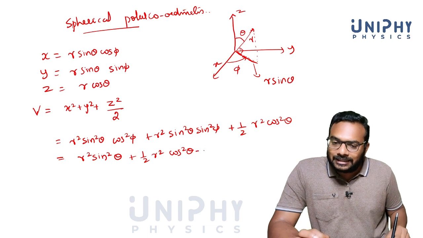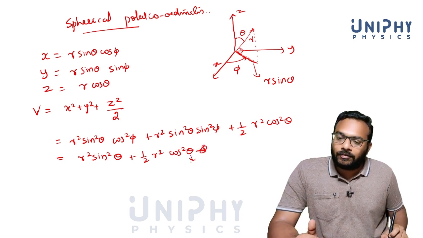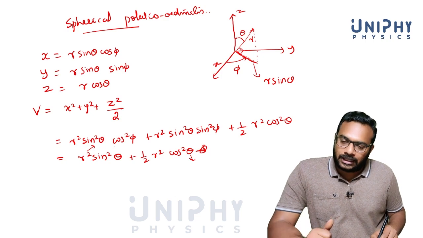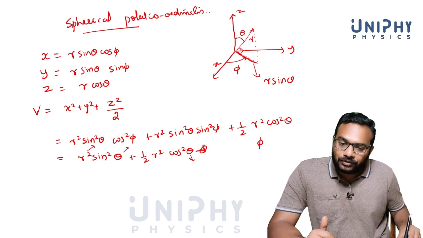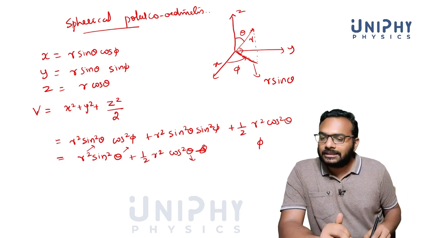All right. So we see here that phi does not appear in the potential, but theta does. R also appears. So when you change r, the Lagrangian will change. When you change theta, the Lagrangian will change. But when you change phi, the Lagrangian does not change.